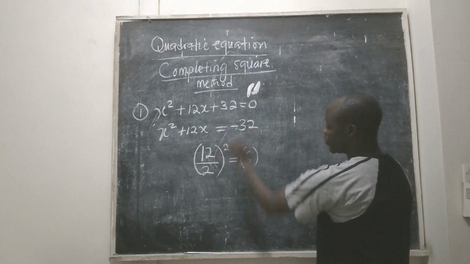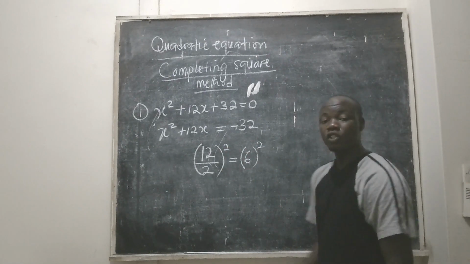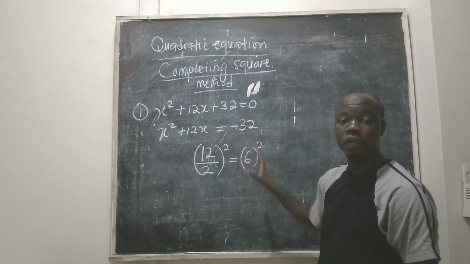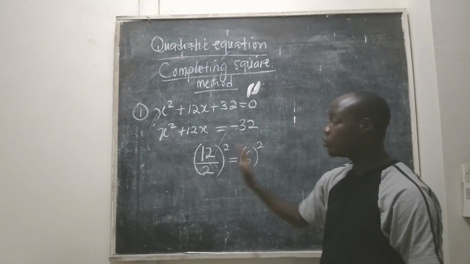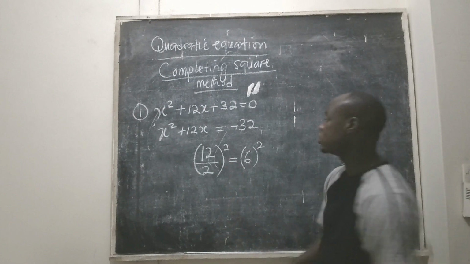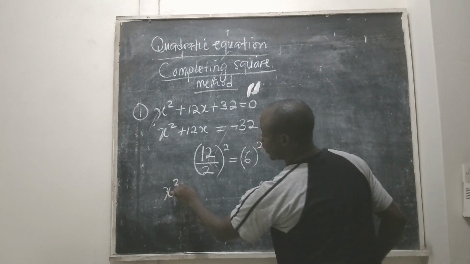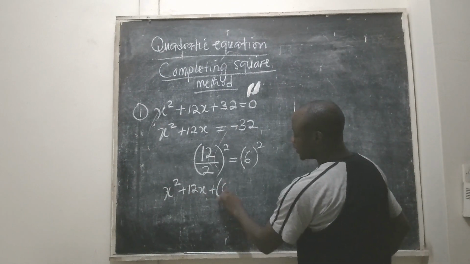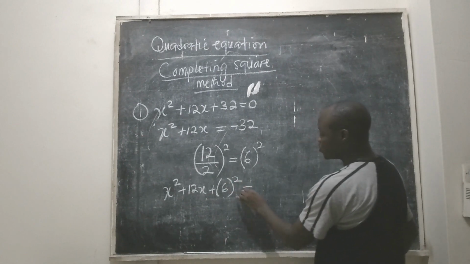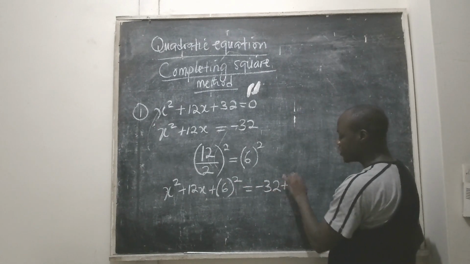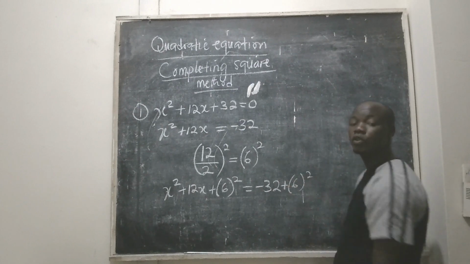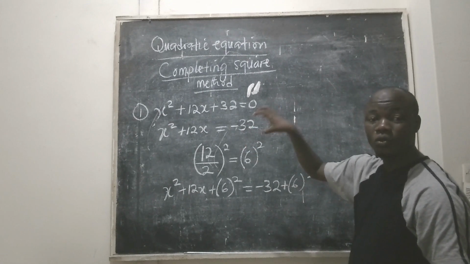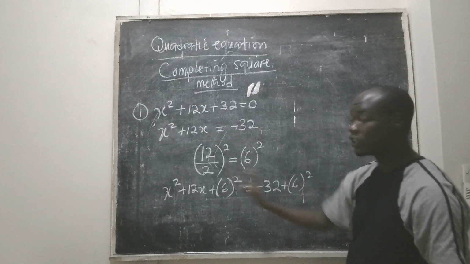Then we take the square. So the next thing, we take half of the coefficient of x and add it to both sides of the equation. Therefore we now have x squared plus 12x plus open bracket 6 squared is equal to minus 32 plus open bracket 6 squared. So we add the square of half of the coefficient of x to both sides of the equation.